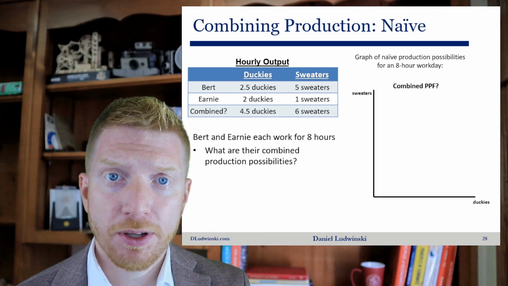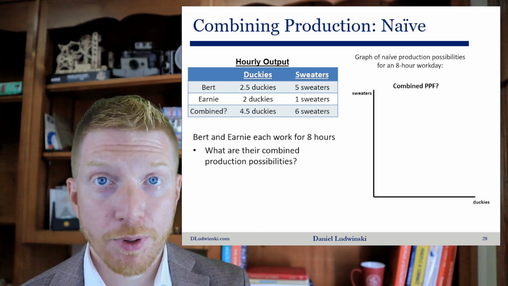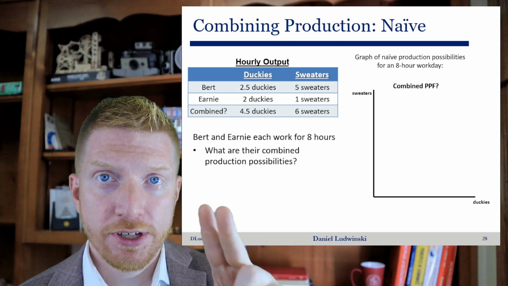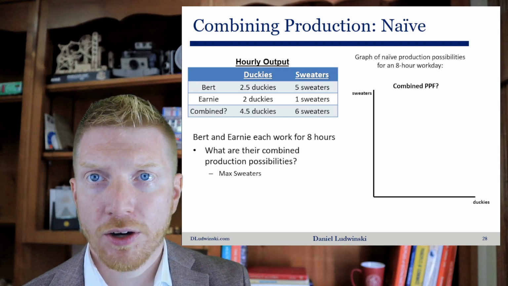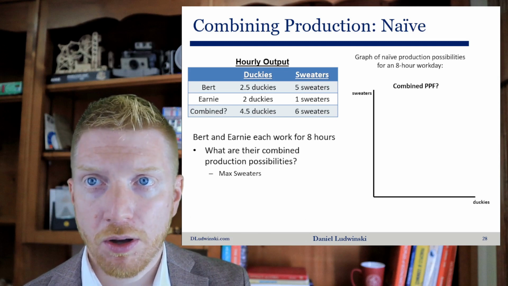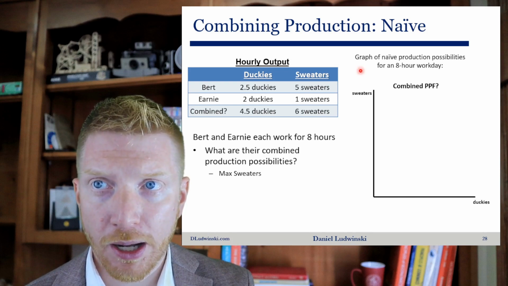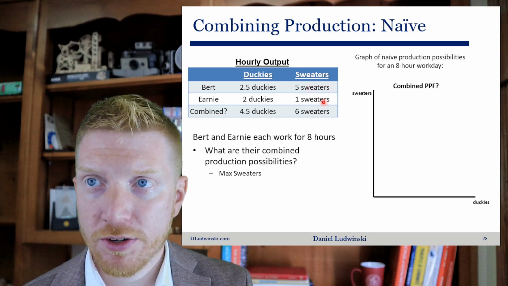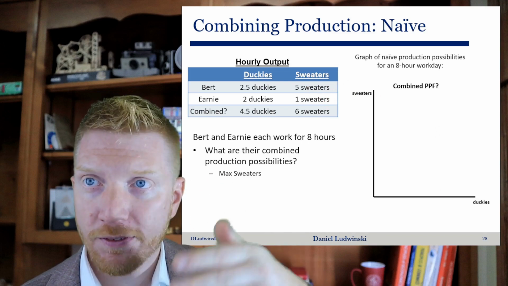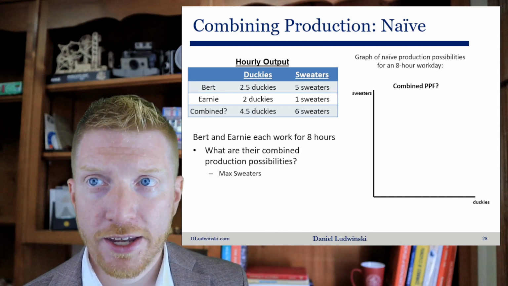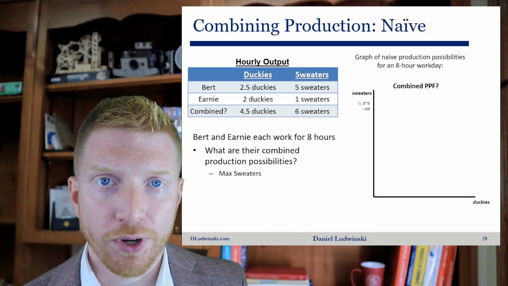Now, this is actually going to be a slightly trickier problem than it might seem on the outset. But we'll start with the easiest two scenarios. The first is that they are only producing sweaters. If they are only producing sweaters, well, all we need to do is add up what Bert can do maximum for sweaters and what Ernie can do for maximum. The max Bert can make with 8 hours is 5 times 8 is 40. The max Ernie can make is 1 times 8 is 8. So the max that they can make together is 48.